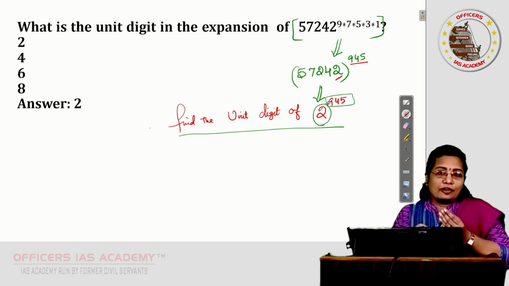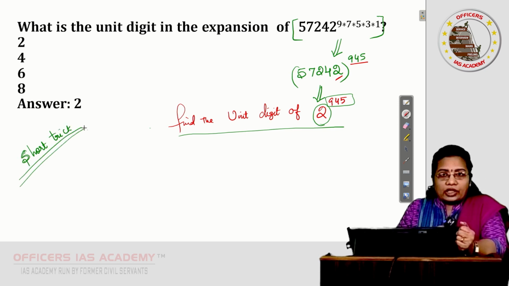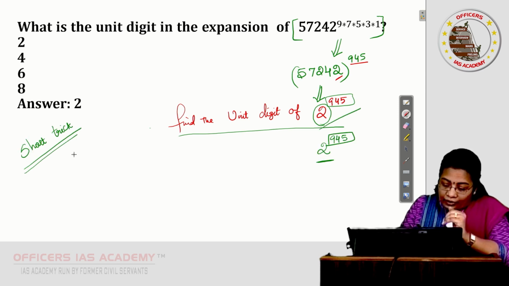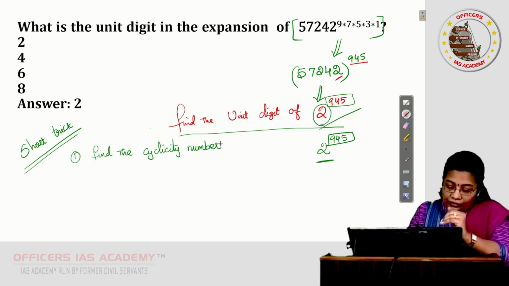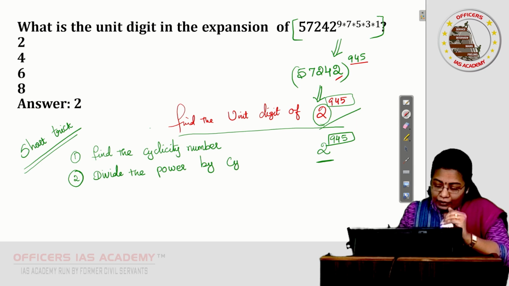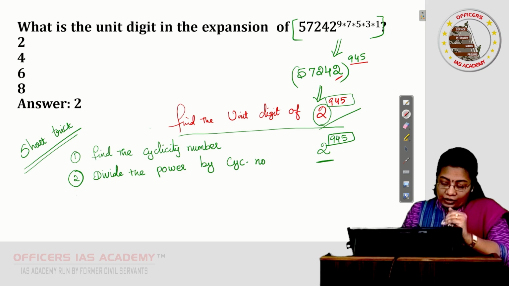How to deal with a larger number without a calculator? Here you can note down the short trick that will help you solve the question without the calculator. The short trick is: first, find the cyclicity number. Second, divide the power by the cyclicity number. Shortly I have written cyclicity number as CYC NO for number. Then take the remainder.